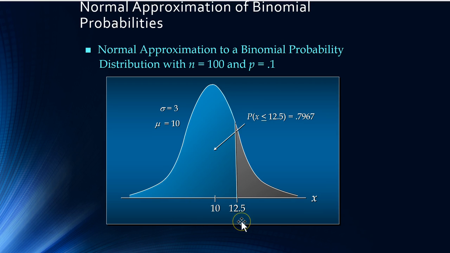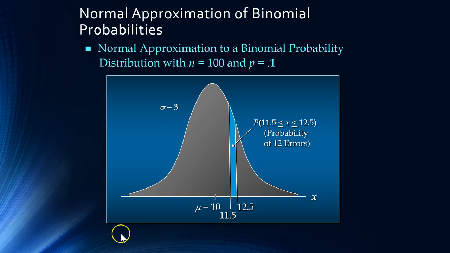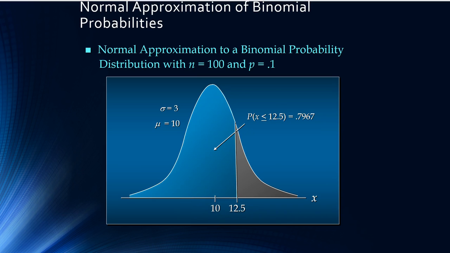Where's the 12.5 coming from again? Oh yeah, we had to add and subtract 0.5 from 12. So we got to 12.5 and 11.5. So we find the z-score of the 12.5 minus 10 divided by 3 gives us 0.83, which corresponds to a probability of 0.7967 on the z-score table. Again, you don't have to do this, but I'm just showing you how we get there.